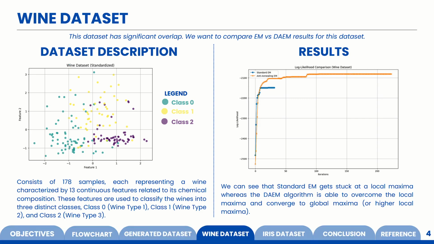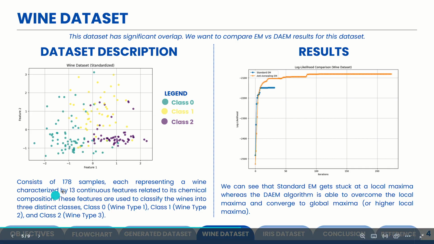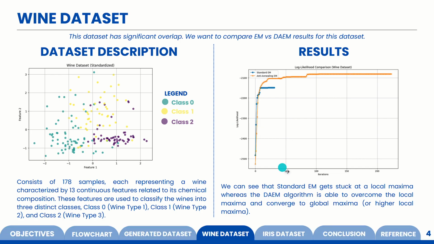Now we will analyze the same thing for these two data sets. First one is our wine data set. You can see they are classified into three classes: wine type 1, wine type 2, and wine type 3. Here also you can see that the standard expectation maximization algorithm gets stuck at a local maximum, whereas our DAEM algorithm is able to overcome the local maximum and converges towards the global maximum. So you can see here the standard algorithm's drawback.